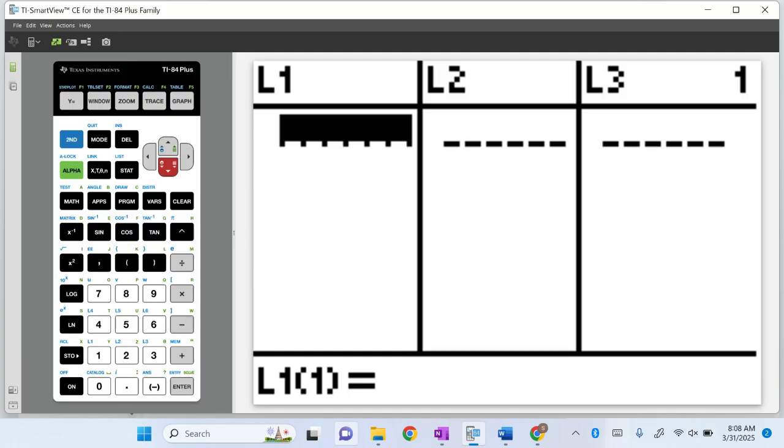So take a minute, enter in that table that it gives you in L1 and L2. So basically you type in a number, hit enter, type in the next number, hit enter, and so on and so forth.